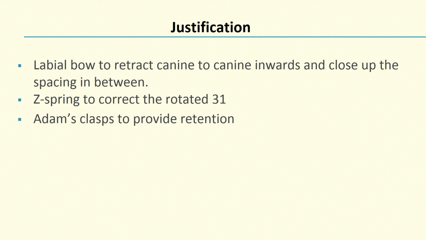So to justify the design, labial bow is to retract canine to canine inwards and close up the spacing in between, while Z spring is to correct the rotated 3-1. Since 3-1 is rotated mesiolingually, hence I think the Z spring would be placed mesial to the 3-1 to push it out to make the alignment correct. And Adams clasp is to provide retention for the whole removable appliance.